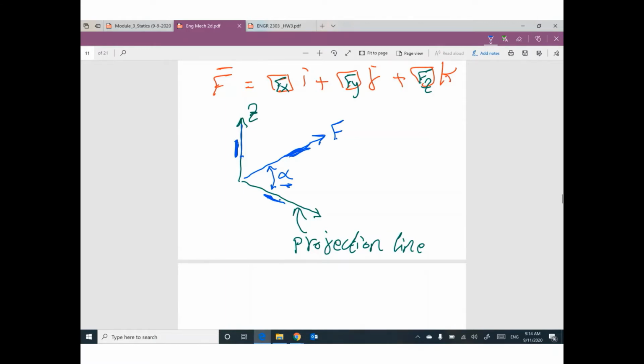Do you remember first week in this course? I told you cosine component is the adjacent to the given angle. So your given angle is here. So this component will be F cosine alpha. The faraway component will be F sine alpha. Anybody has any question for this point?